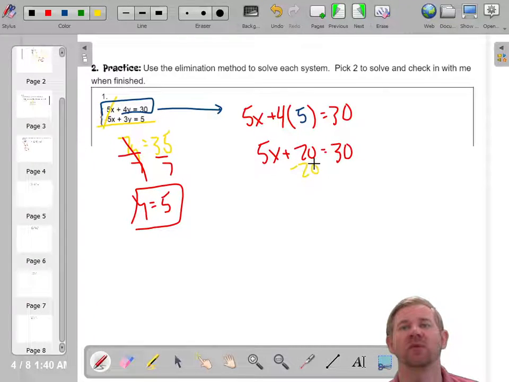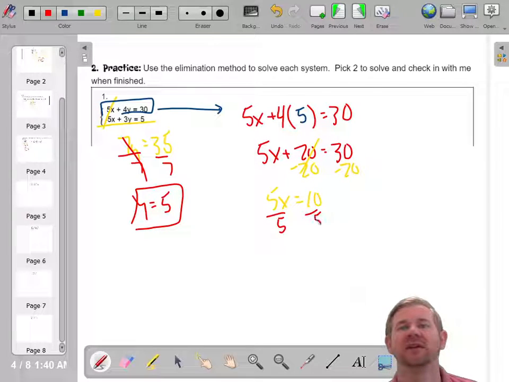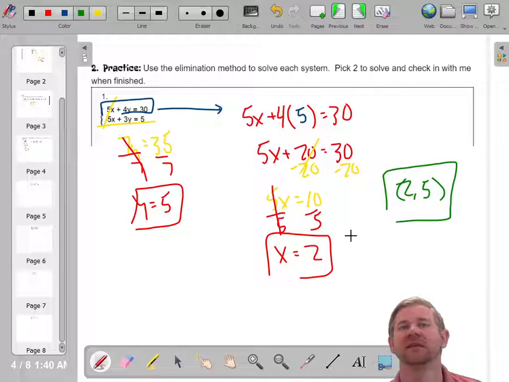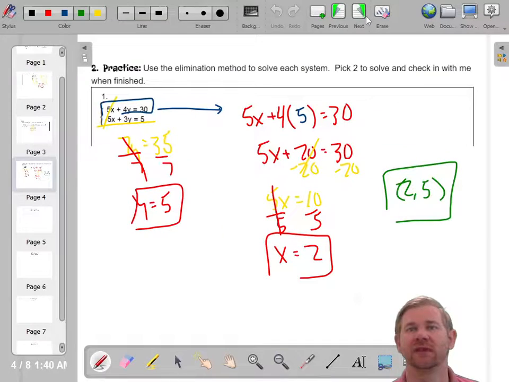And now it's a two-step equation. Minus 20, 5x equals 10. When you divide both sides by 5, you get x equals 2. And I would encourage you to write your answers as an ordered pair. So again, (2, 5). Is that the same answer? (2, 5)? Okay, we keep getting (2, 5).